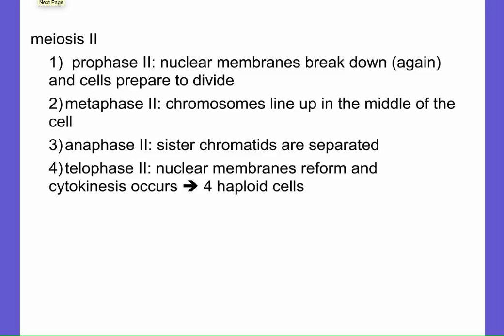The only thing you need to highlight maybe, I ended up with 4 haploid cells because I started with 2 different cells that were both going to do this, right? 2 different cells went through this meiosis 2 to give me 4 cells total, but they were also haploid to begin with, so they ended up being haploid.